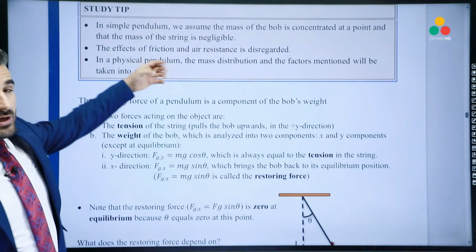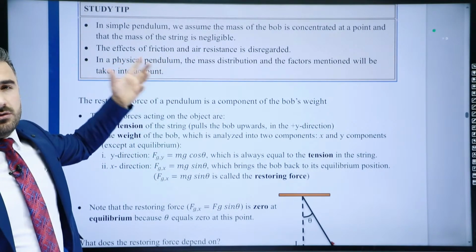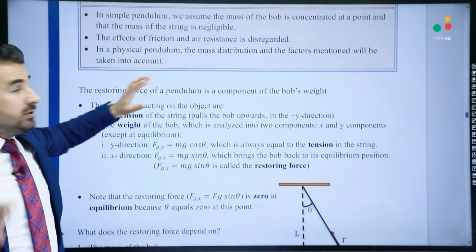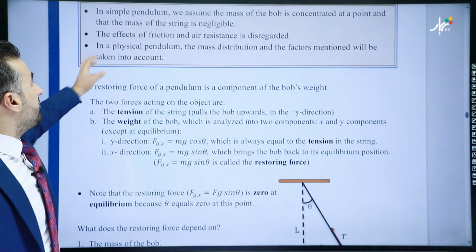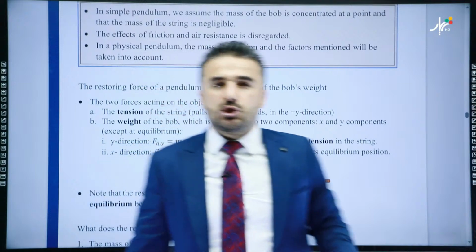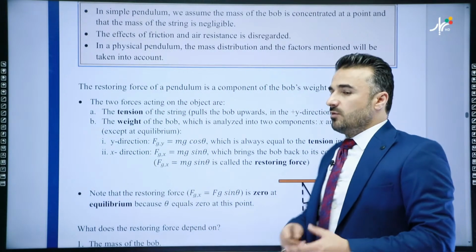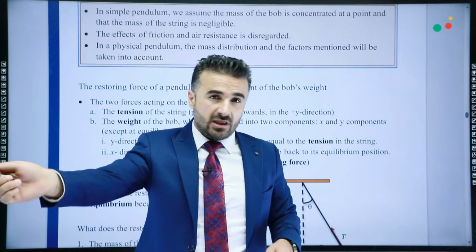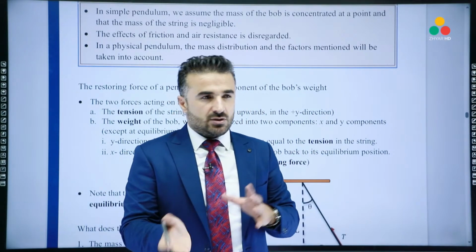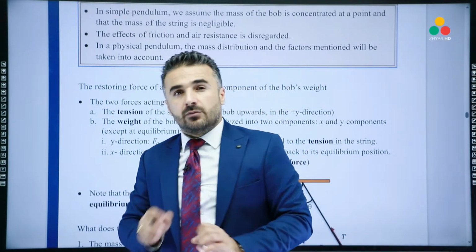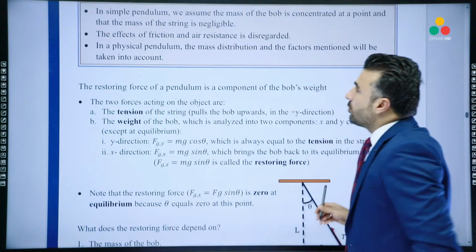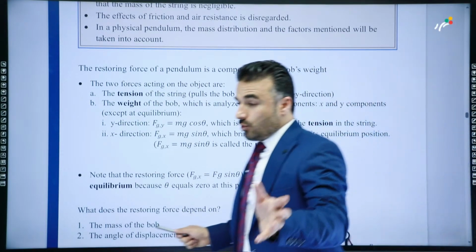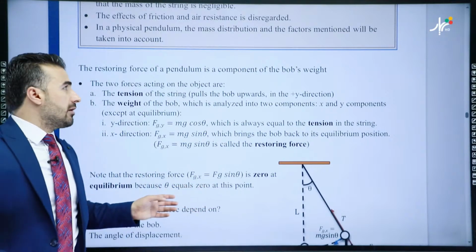And of course, we consider that the mass is concentrated at the center, and the mass of the string will be negligible. The effect of friction and air resistance is disregarded. So we have an ideal situation where the pendulum can swing back and forth, and if there's no resistance or air friction, it can swing back and forth forever.